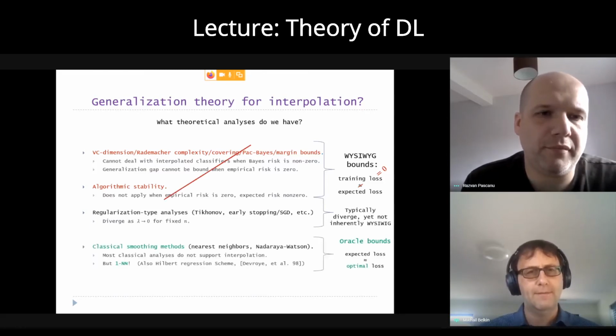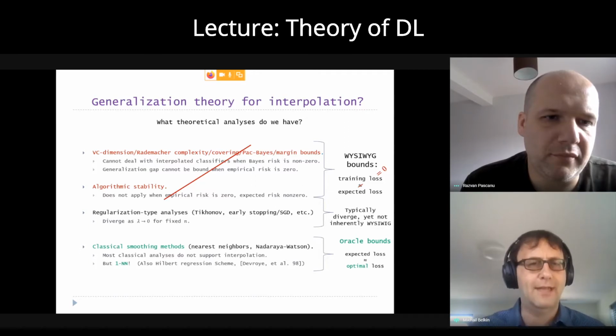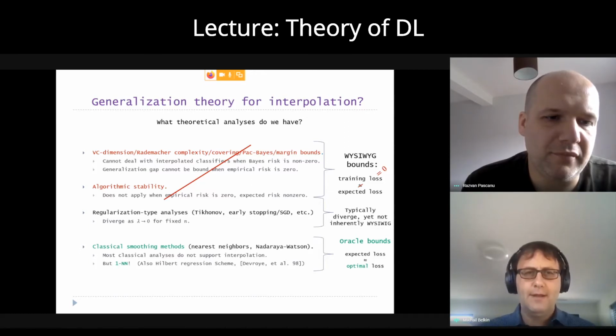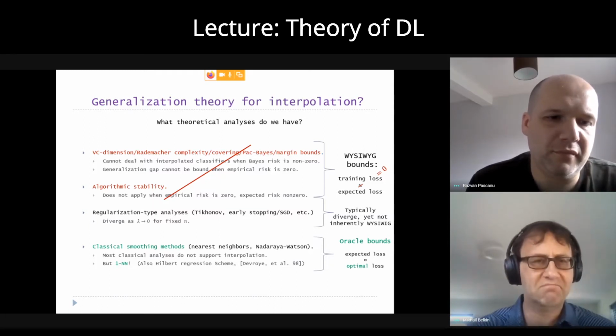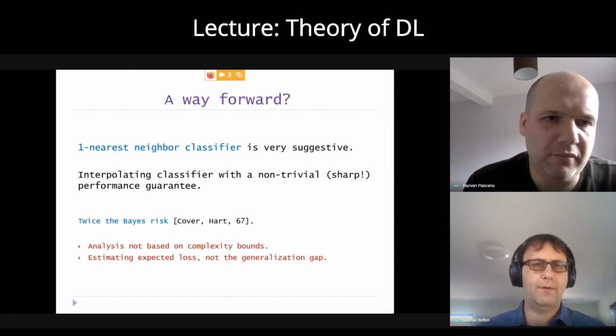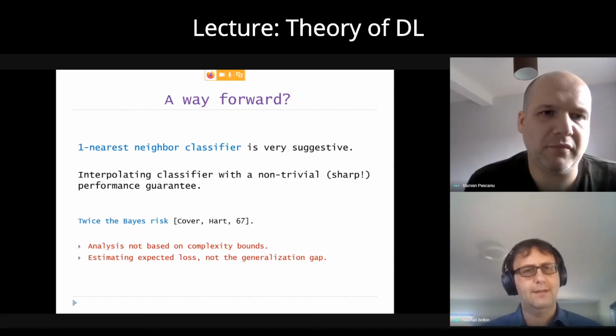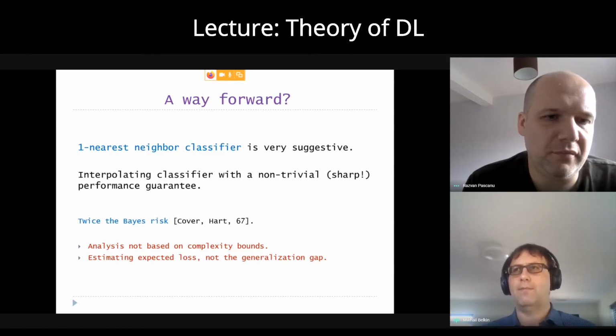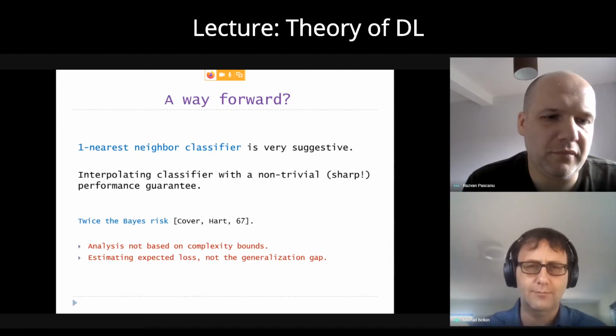But there is one actual example of something that works, and this is one nearest neighbor. So you have your data, right? Given a new data point, you simply choose the exemplar which is closest to your test point. That's it. And it works. It's a practical method. It's analyzed theoretically, right? And you have a sharp performance guarantee that the error of one nearest neighbor is at most twice the Bayes rate. It's due to Cover and Hart. Very classical result. Now, the cool thing about it is that the analysis is not based on a complexity bound. We estimate the expected loss directly. We don't estimate the gap between the empirical loss and the test loss, as in most WYSIWYG bounds.